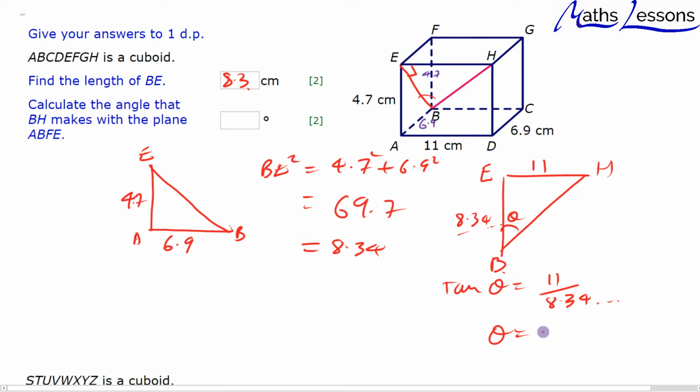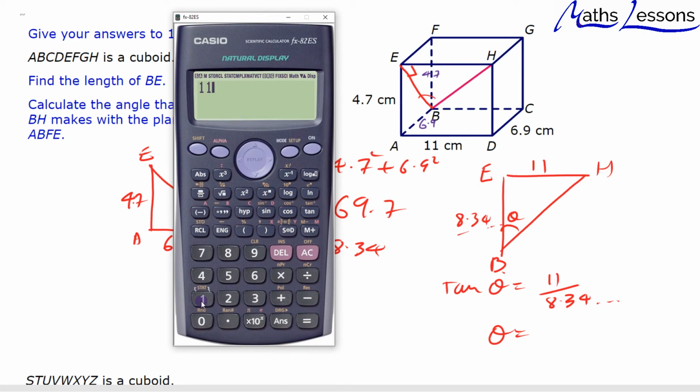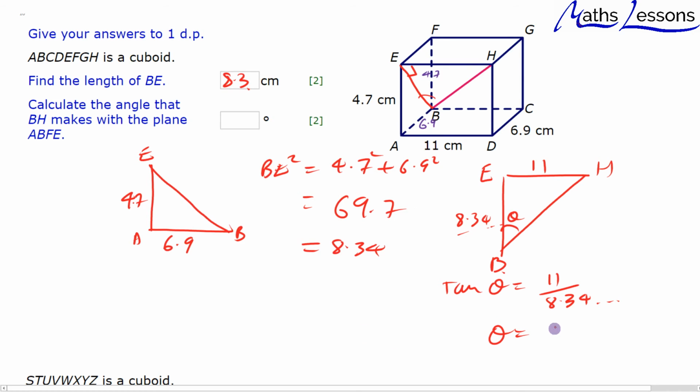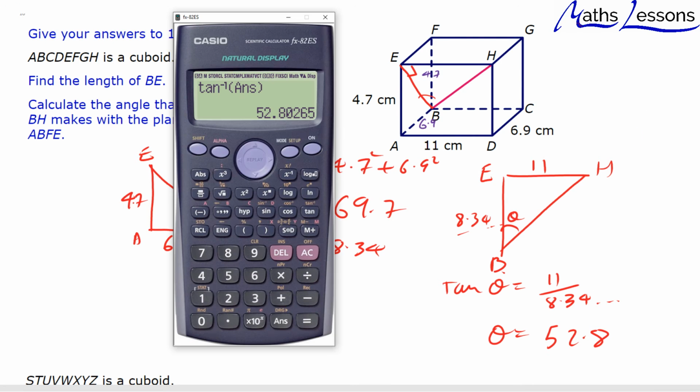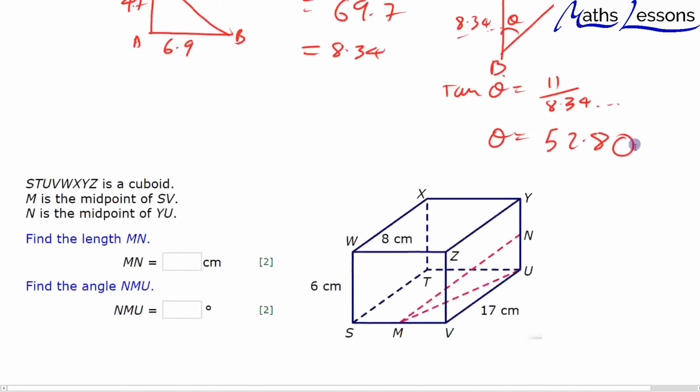So theta will equal, let's grab a calculator. We've still got the 8.34. So if we do 11 divided by our previous answer, and do shift tan of that answer, we get 52.8 degrees. We want this to the nearest 1 dp, so I need to read that again. So we get 52.8 degrees.